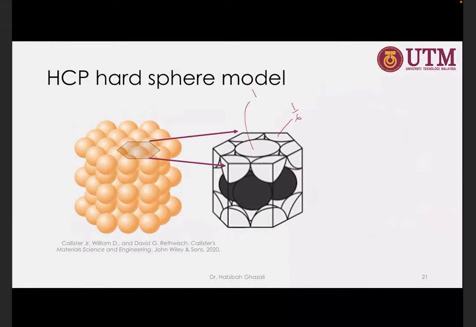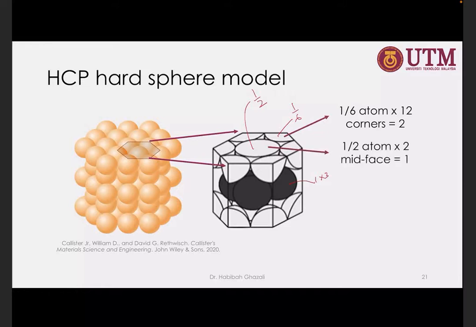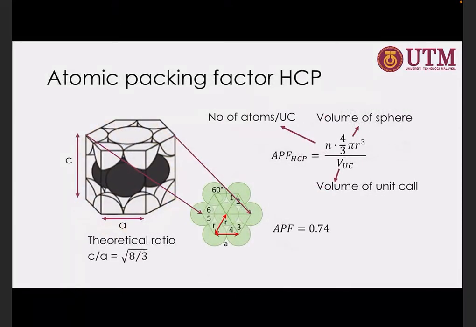Okay, this is half. So this is one single atom, 1 multiplied by 3 atoms. Okay, so we have 12 at this 6 hexagon corner. So we have 2, and 1 at the face, and 3 at mid planes. So altogether is 6 atoms for the HCP. To form one structure, there are 6 atoms. All right.